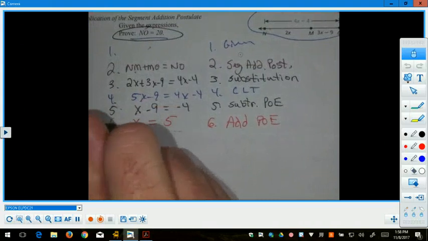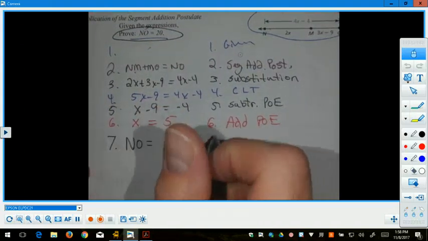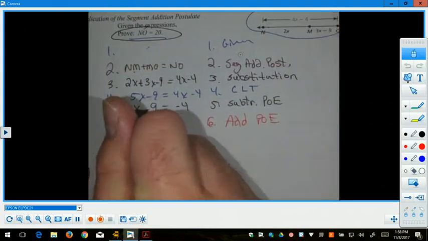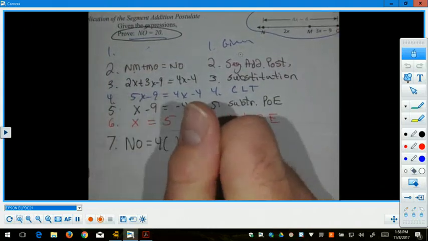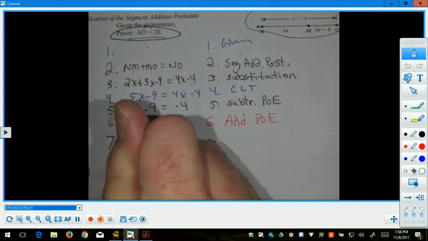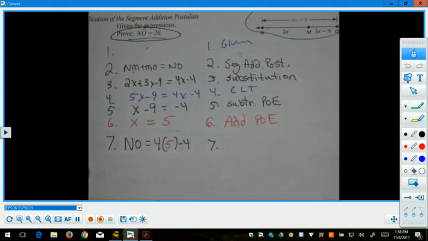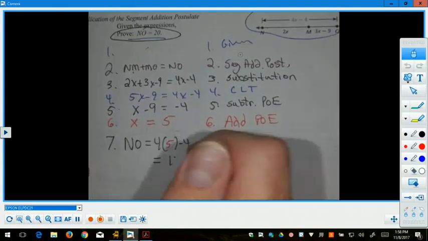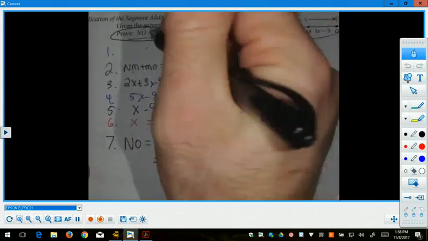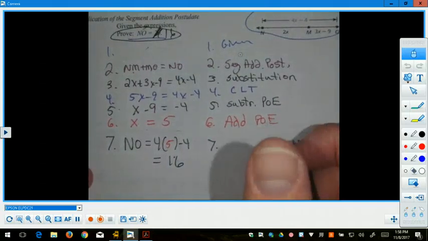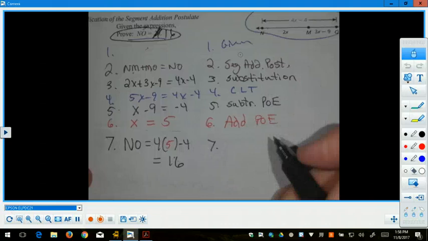So I'm going to say NO equals, its expression is 4x minus 4. So 4 times x minus 4. And what I'm plugging in is coming from line 6, and it's that x equals 5. So that's 20 minus 4, which is 16. Well, I think I have the wrong answer for that. So this should have said 16, not 20. There's an error in the problem. So that's the whole expression. That's the answer I get.